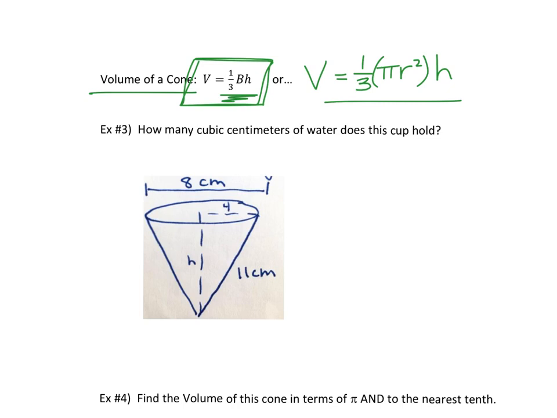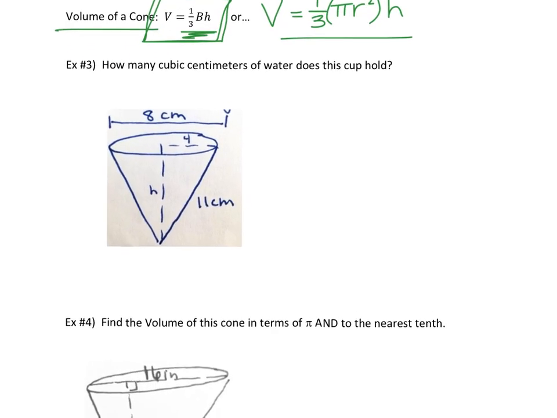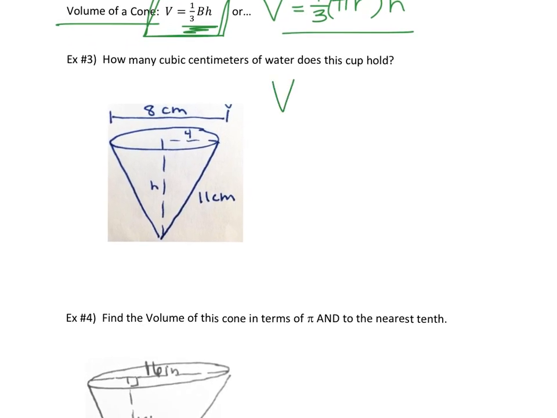Okay, so this question, how many cubic centimeters of water does this cup hold? What you're doing with this is you're finding the volume. When it asks you how much water, it's the volume of water it can hold. So 1/3 times the area of the base times the height. Now, if you look at this problem, we don't know our height yet, but this would be a right angle, and that means we have a right triangle where we know 2 of the sides. So you're going to plug this in.